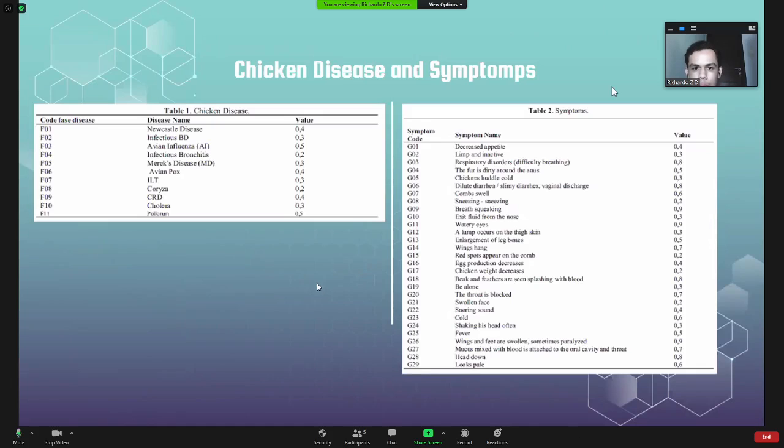Next. And this is the chicken disease and symptoms. There are many kinds of chicken disease such as Newcastle disease, infectious coryza, avian influenza, infectious bronchitis, and etc. Also, there are symptoms for them, which are decreased appetite, limp and inactive, and etc. So the symptoms are different for each disease.